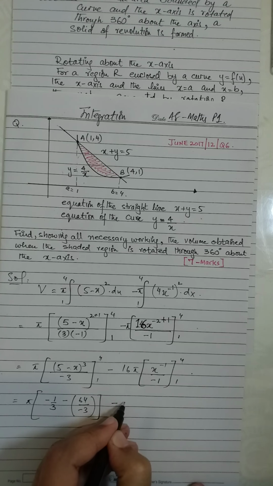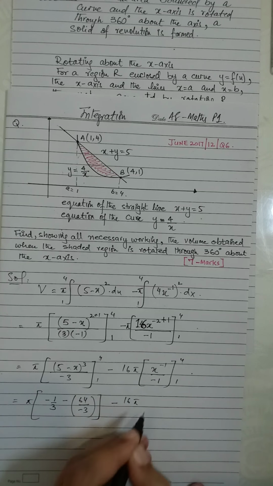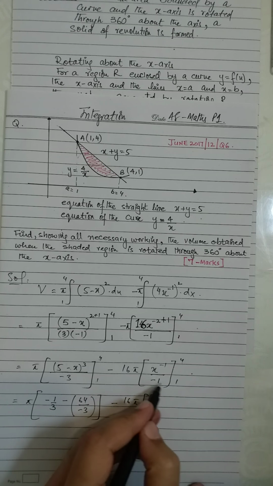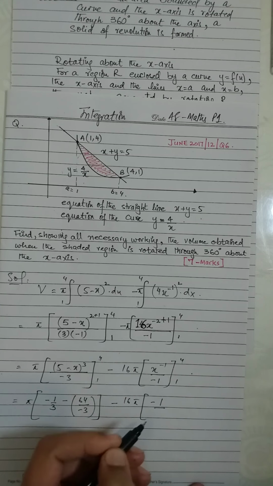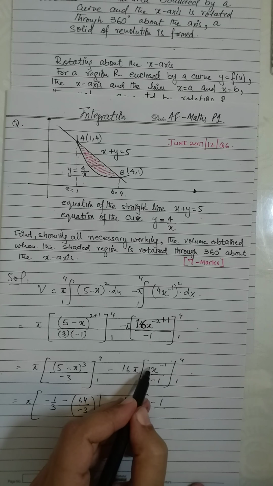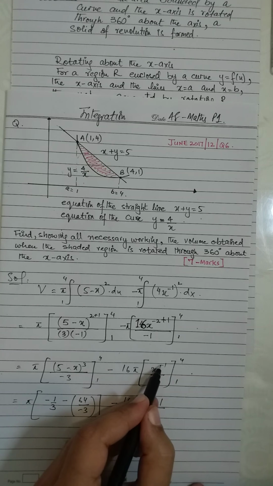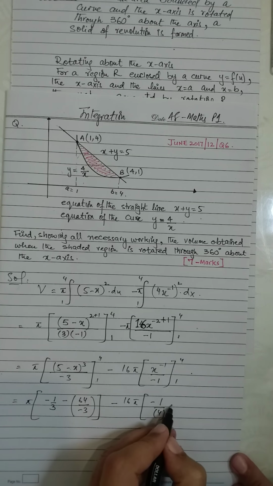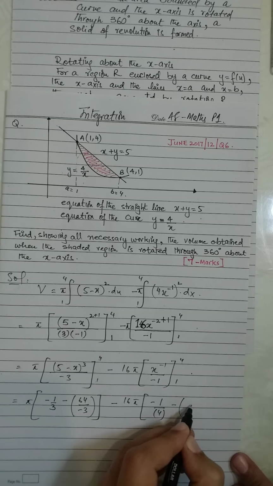Minus 16 pi over here. This is x to the power minus 1, which is just minus 1. So minus 1 is multiplied by the whole thing, and this x to the power minus 1 goes down, so over here 4 will be substituted, minus 1 over 1 again.